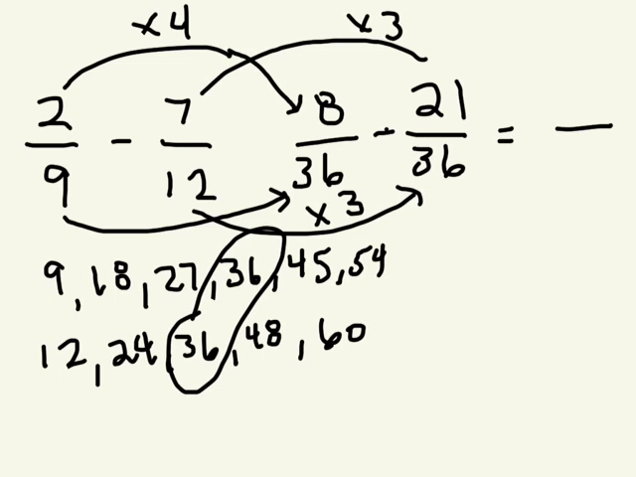Remember, the solution will have the common denominator as the denominator. It will be in the bottom. So all we have to do now is add or subtract the top. If we take 8 and subtract 21, we get a negative 13.